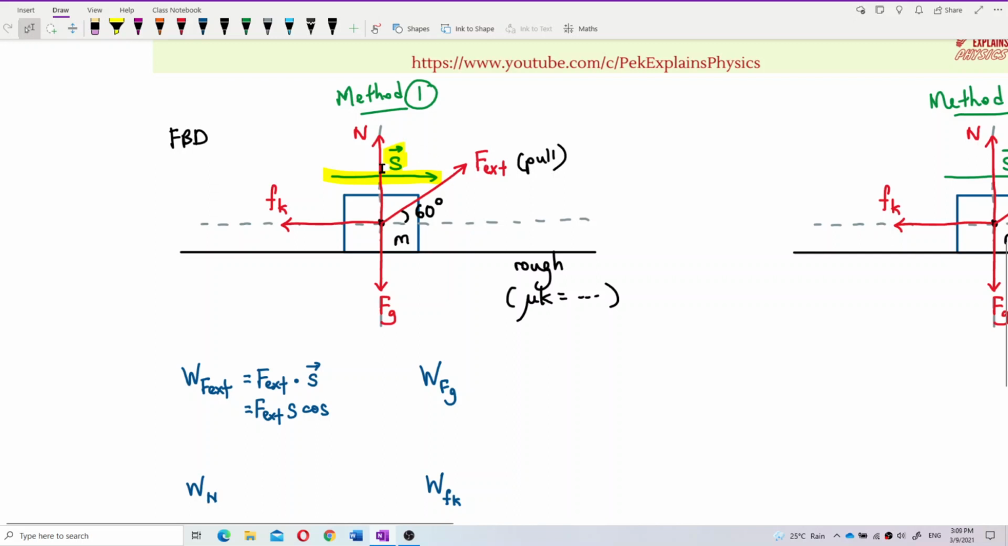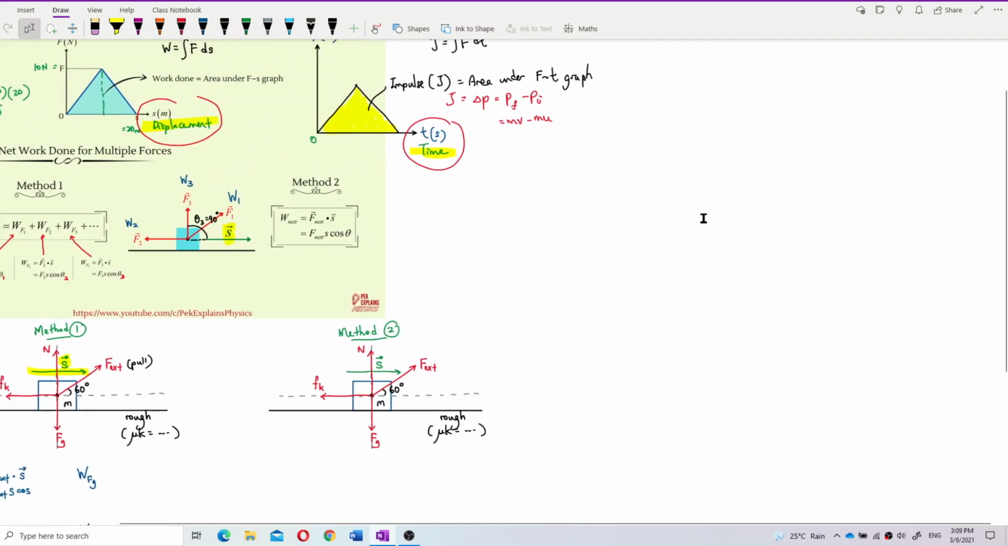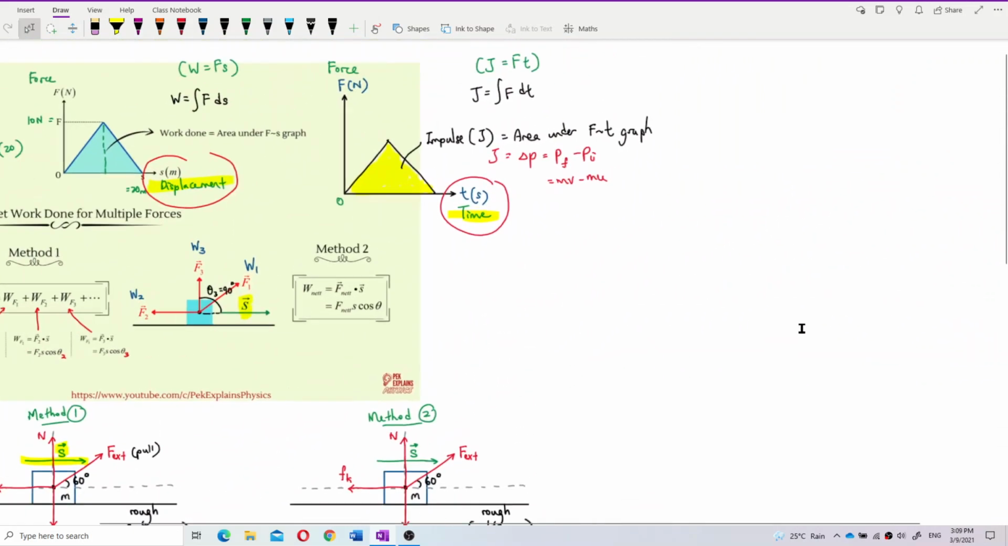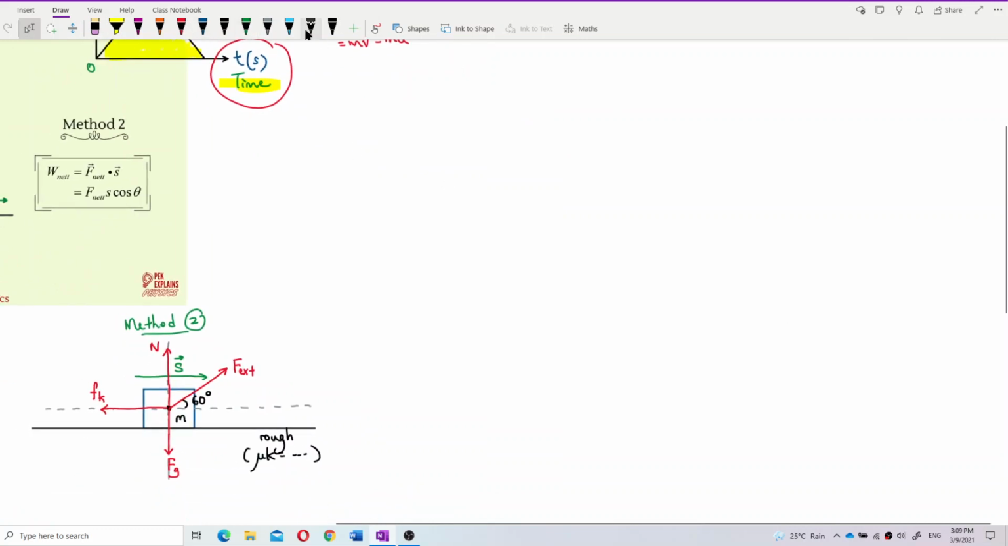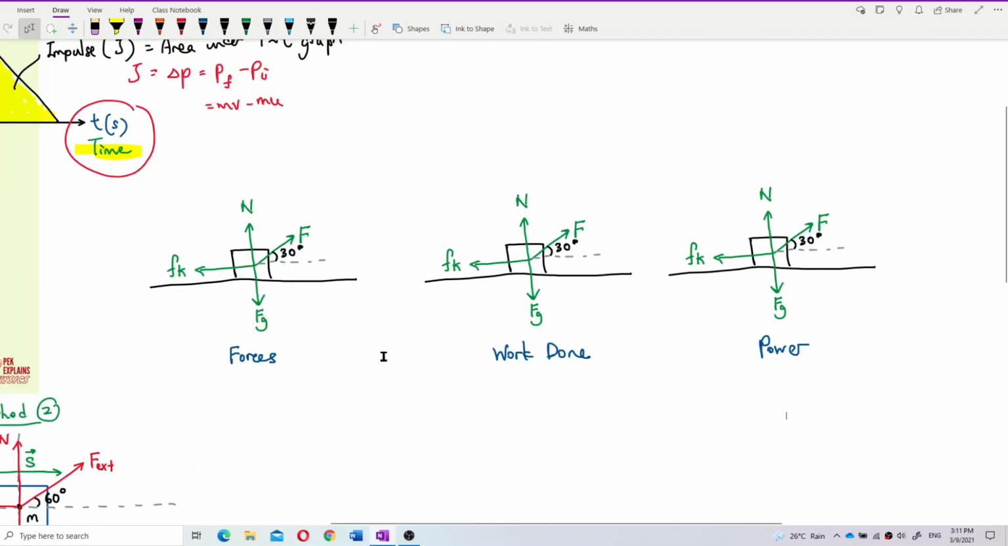You can compare each force with the displacement. So you must draw the displacement, then only we can compare the angle between force and displacement. Understand? That's why for this chapter, work, energy, power, you need to draw the displacement. In short, maybe again I want to show you this one.